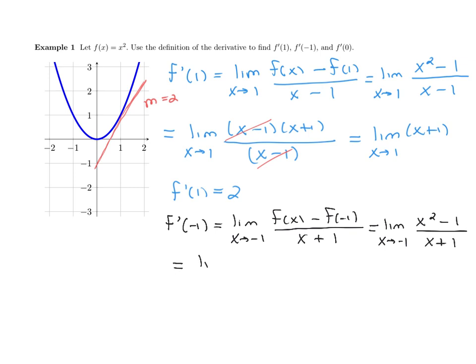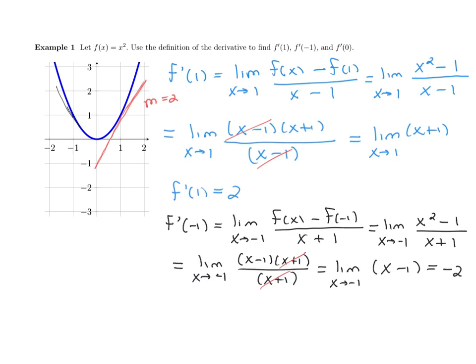This is equal to the limit as x goes to -1 of, that's the same difference of squares, x minus 1 times x plus 1. And this time, x minus 1 won't cancel, but x plus 1 will. So this is the limit as x approaches -1 of x minus 1. And if you simply directly substitute -1 in place of x, you get -2, which was the answer I was anticipating. This slope is -2.